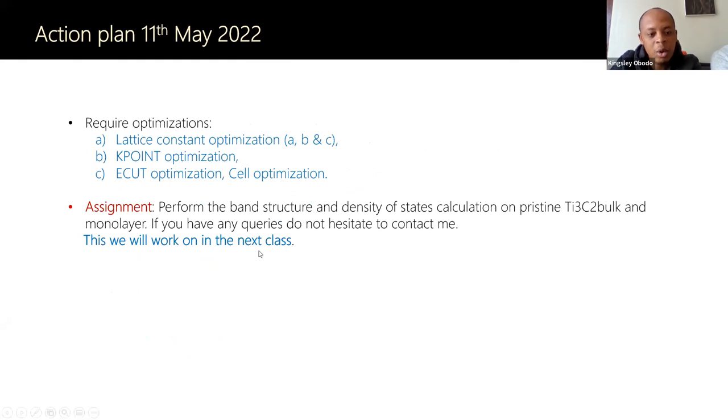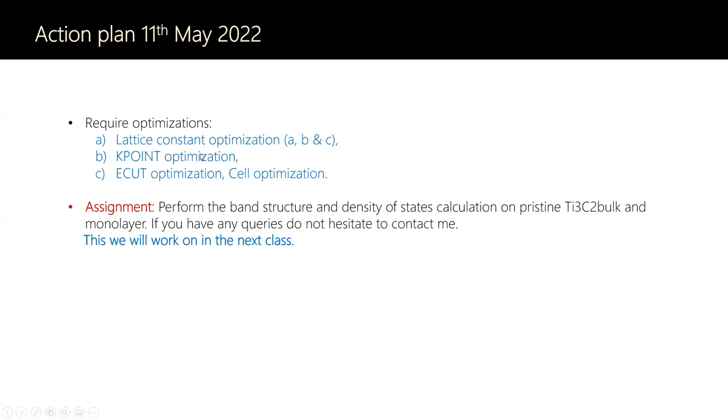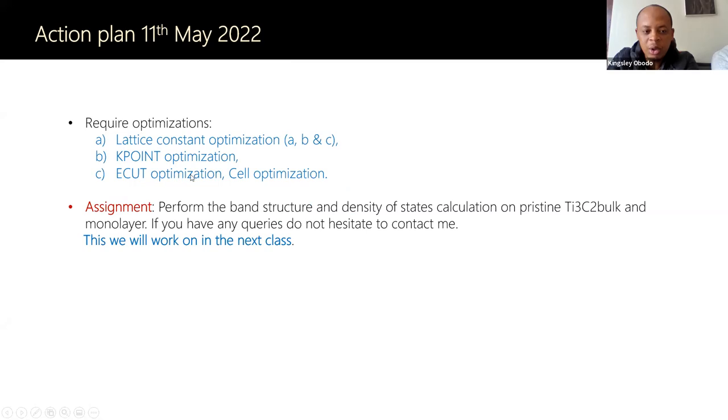So what we would require at the end of today is to have performed lattice cell optimization. The unit cell is made up of the a, b, and c lattice parameters. You would have optimized that. You would have done your k-point optimization, your ecut optimization, and your cell optimization.